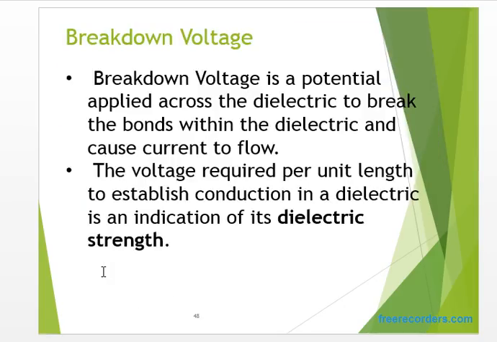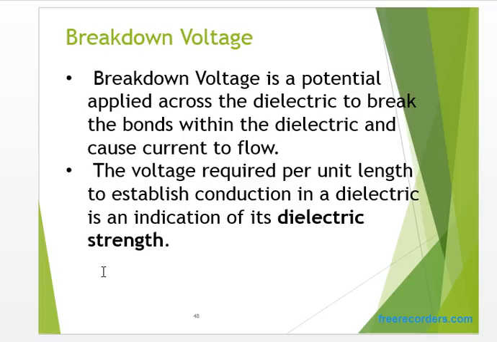When we talk about the capacitor and say that there is no current, then what is the use of capacitor if there is no current? It has to be used for conduction. So conduction current is only because of the property which is breakdown voltage.